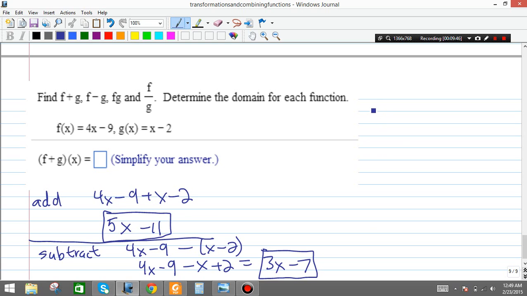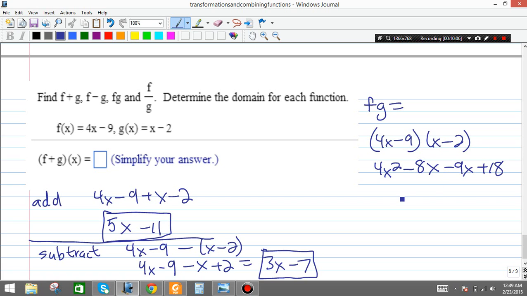Multiply just means we have to FOIL. f times g equals 4x minus 9 times x minus 2. 4x times x is 4x squared. 4x times minus 2 is minus 8x. Minus 9 times x is minus 9x. Negative 9 times negative 2 is plus 18. So 4x squared minus 17x plus 18.